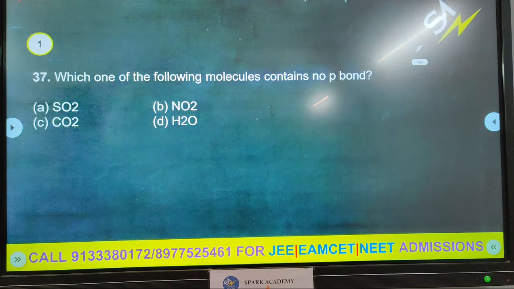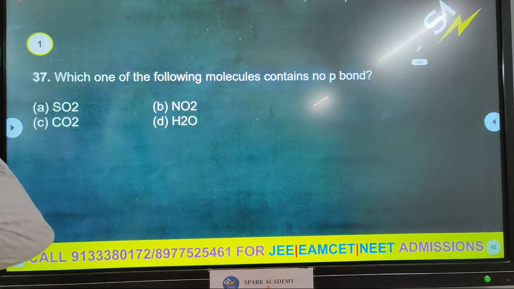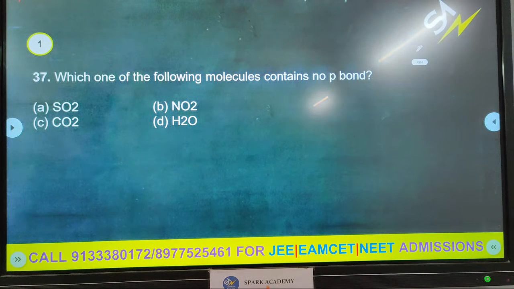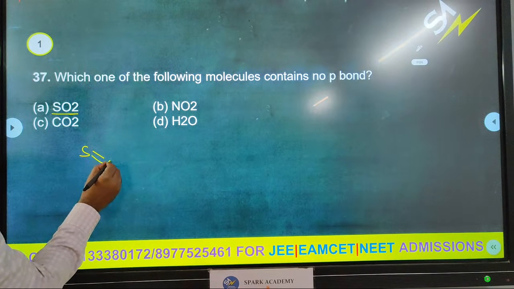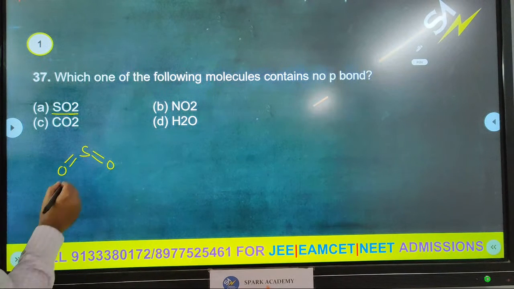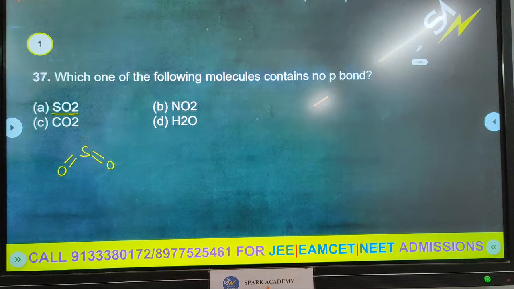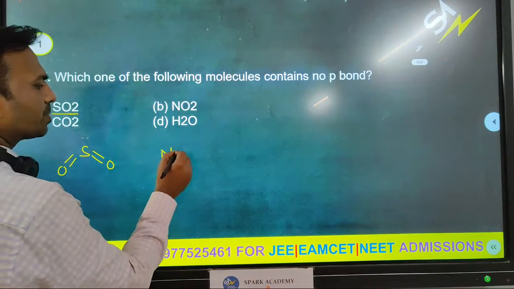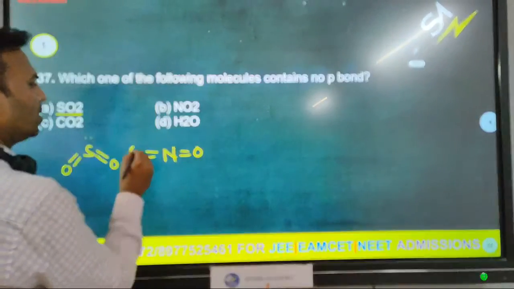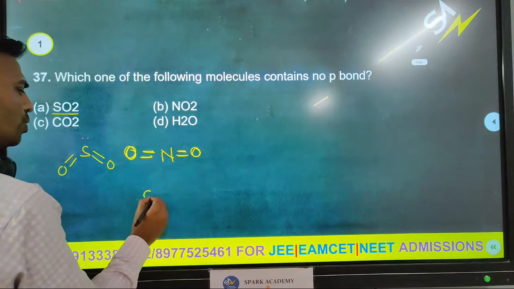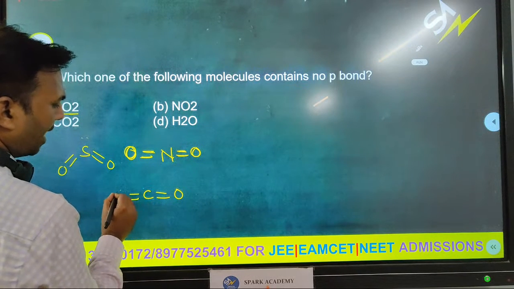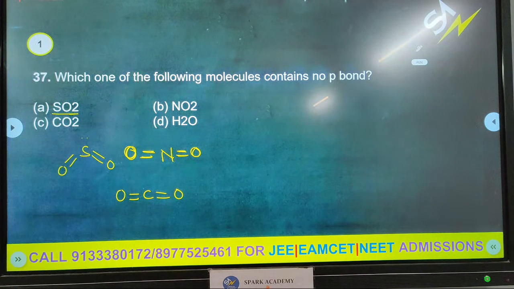Second question. Which one of the following molecules contains no pi bond? Now first one we see is sulfur. Sulfur and oxygen are forming a double bond, so here a pi bond is there. Now come to NO2, nitrogen. Here also a pi bond is present in the NO2 molecule. Now CO2, in carbon dioxide also a pi bond is present.